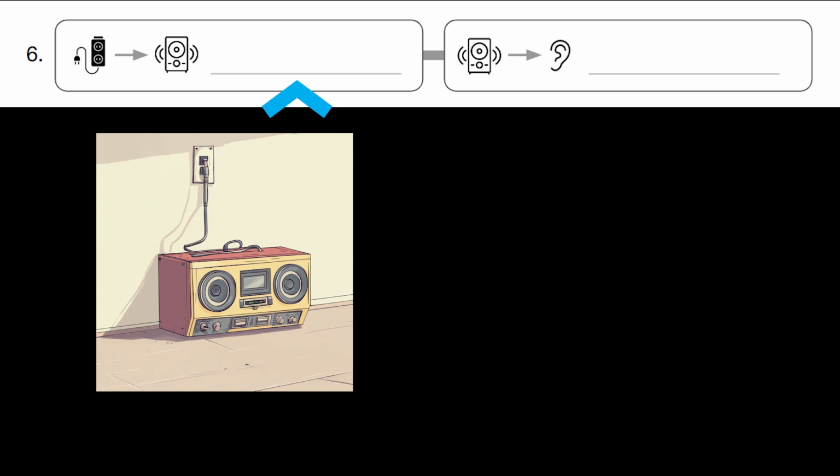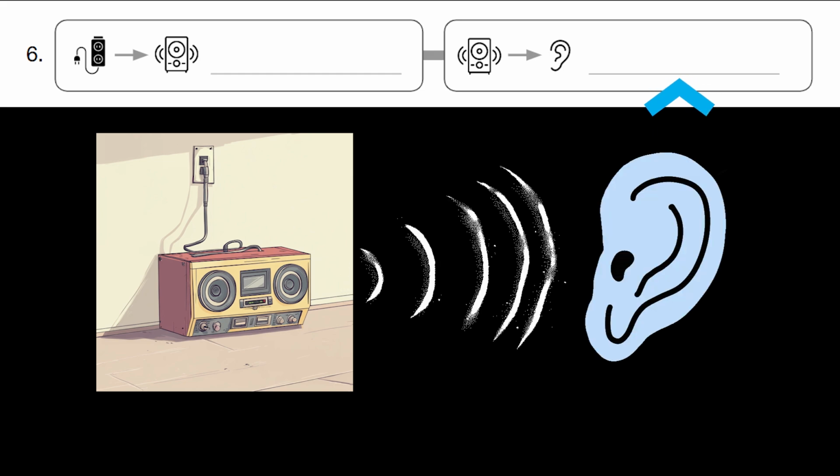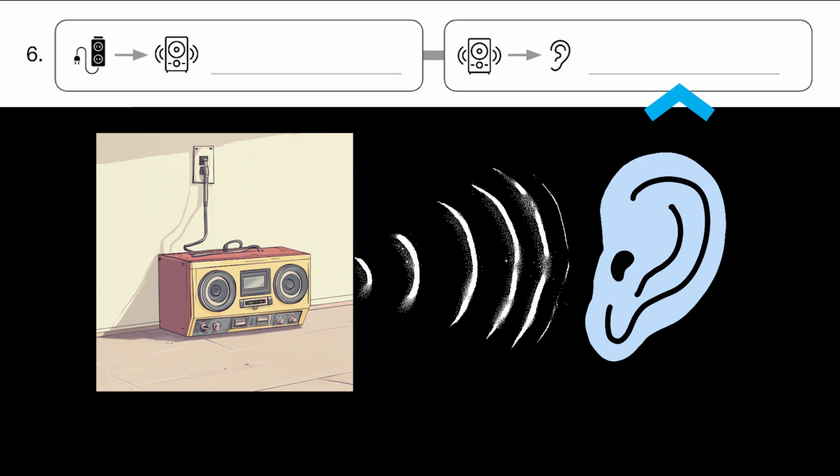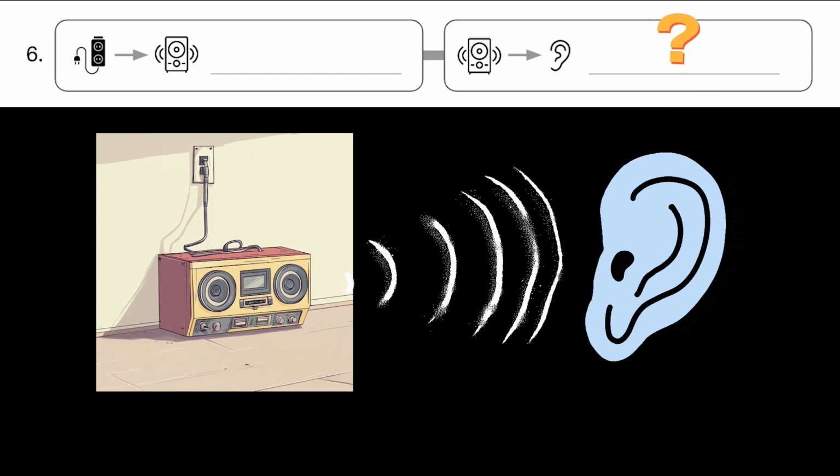Okay, let's look at our first set of scenarios in section number 6. First, a speaker is plugged in and energy is sent from the outlet to power the device. What form of energy is being transferred? Then, the speaker produces vibrations that are sent to our ears, which let us hear the music. What form of energy is being transferred here?